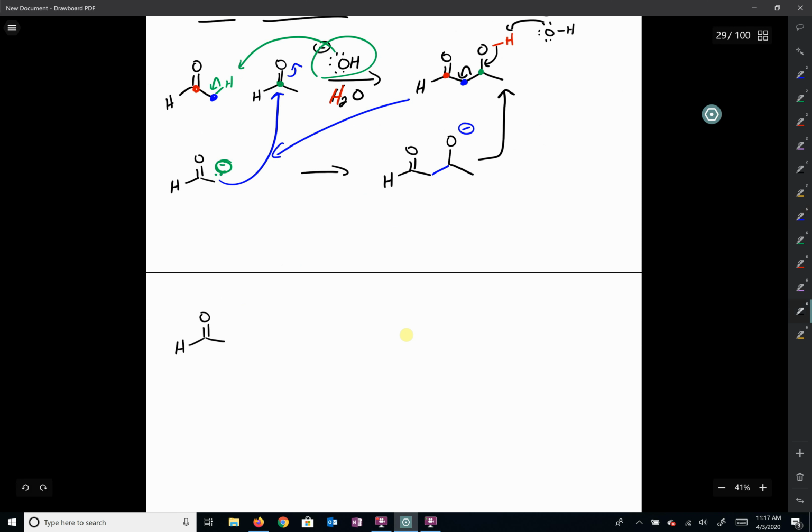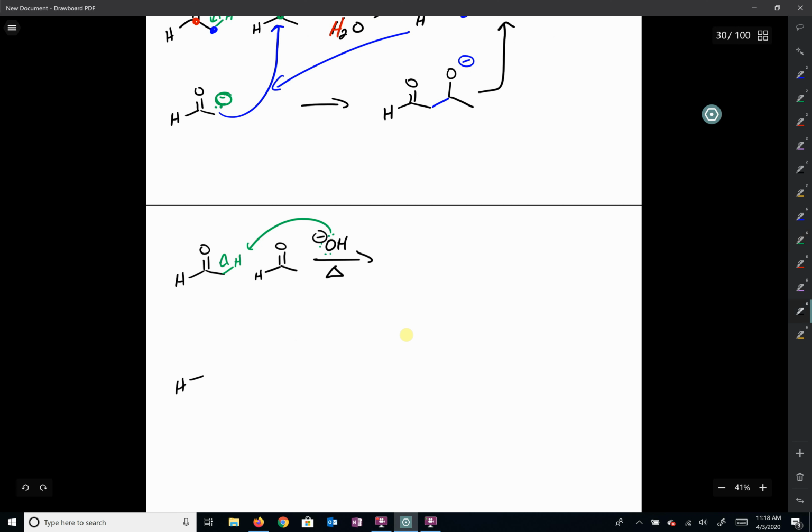So NaOH, and we will heat this up. Mechanism starts out the same. We generate our negative charge. Good nucleophile. Attacks, kicks up.